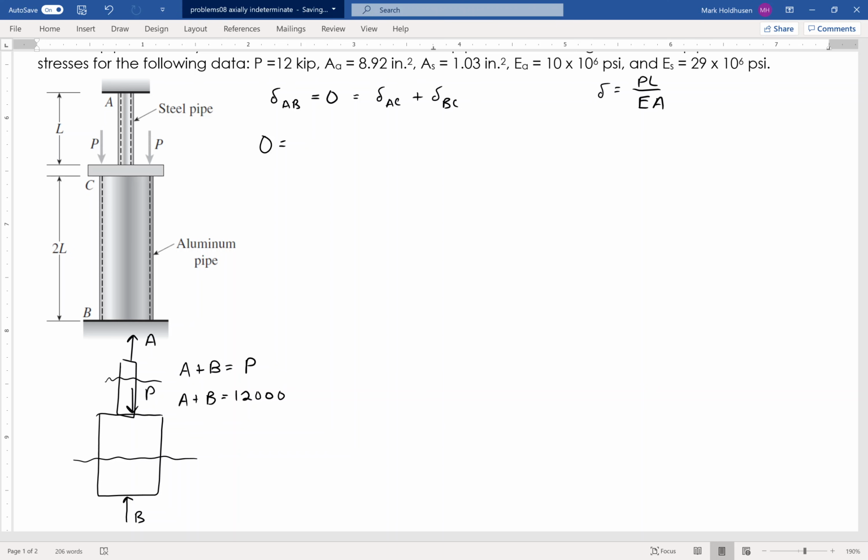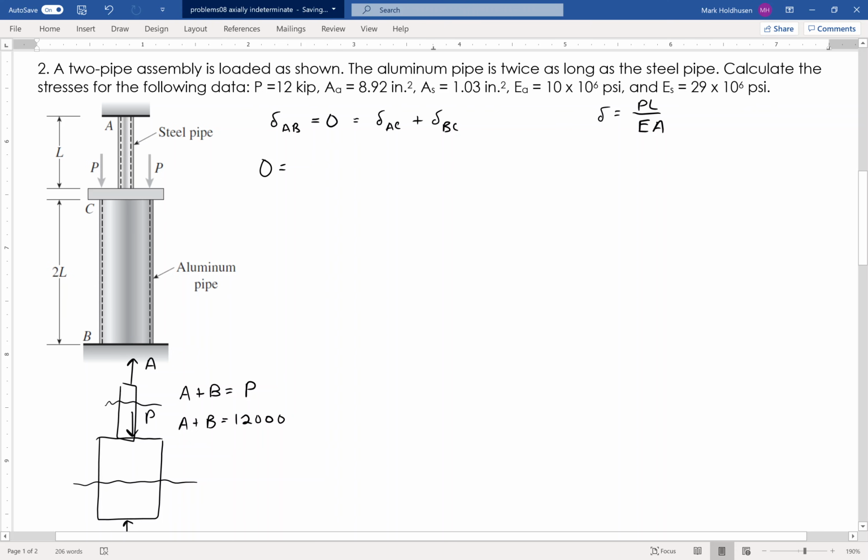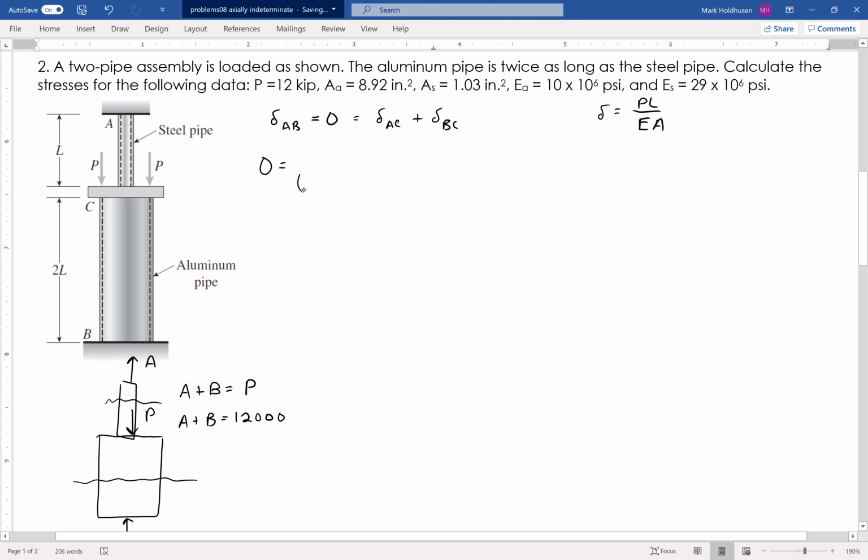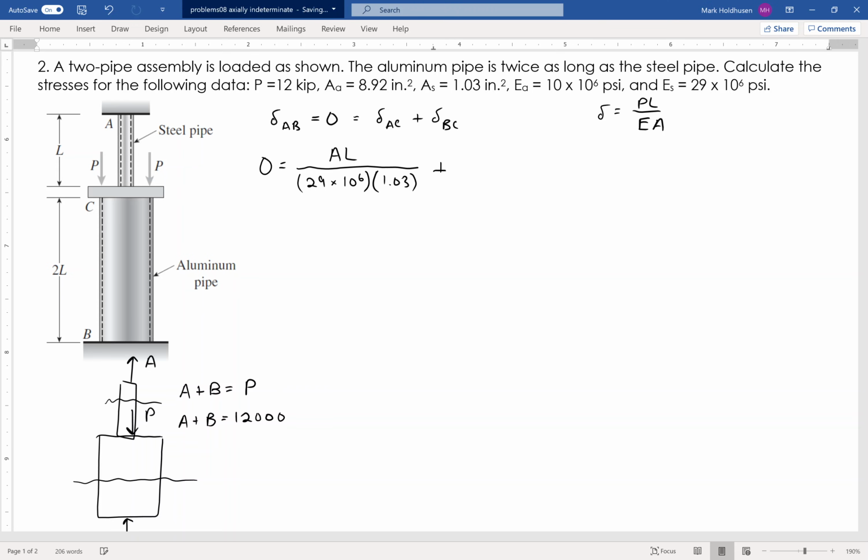Okay. E is given. The top one is steel, so that's going to be 29 times 10 to the 6th. Okay. A of this guy is given in the problem. It's 1.03. Okay. And then on the top one, I have A and then L. It doesn't actually give me the length, but we're not going to need it, and I'll show you why in just a second.